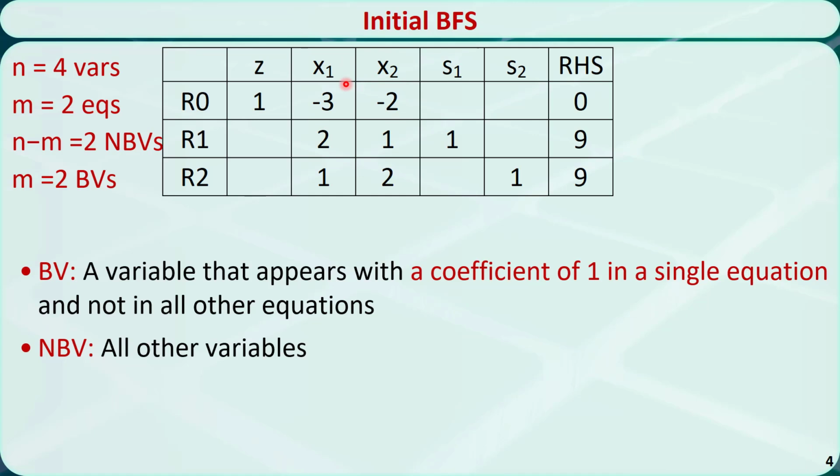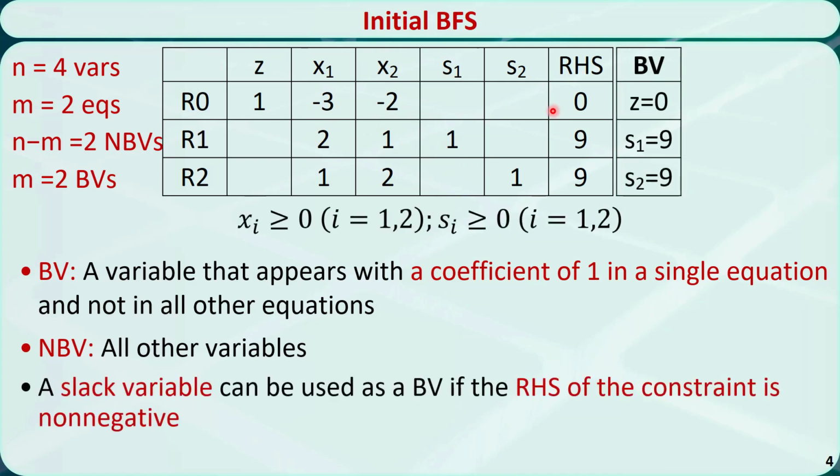Let's set x1 and x2 to 0 and solve for s1 and s2. This part will be gone. We have s1 equal to 9, s2 equal to 9. In row 0, we have z equal to 0. As a general rule, a slack variable can be used as a basic variable if the right-hand side of the constraint is non-negative. If the right-hand side is negative, then you cannot use a slack variable as a basic variable because it will violate these sign restrictions.